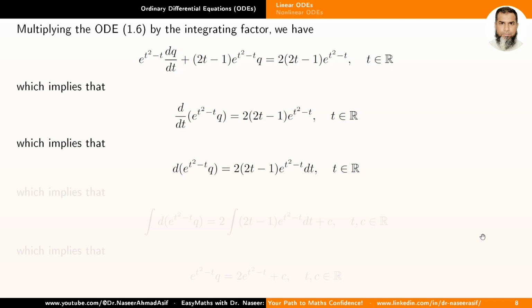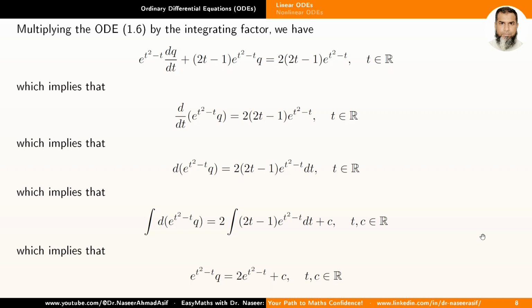So we have d of exponential of t square minus t into q is equal to 2 into 2t minus 1 into exponential of t square minus t dt where t belongs to R. Taking integral, we have integral of d of exponential of t square minus t into q is equal to 2 into integral of 2t minus 1 into exponential of t square minus t dt plus c where t belongs to R and c is an arbitrary constant.